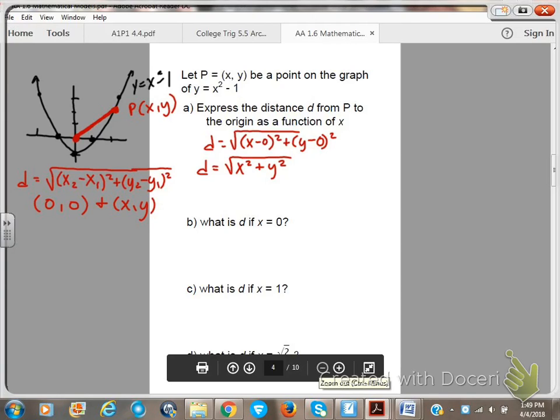Now up here it says as a function of x. So what's the only variable that we want to have in our equation? X. That means we need to get rid of something. What do we need to get rid of? The y. Can we replace y with anything that we know about? Very good. We know that y is x squared minus 1. So we'll come down here and we'll write d equals the square root of x squared, that one's fine because it's already an x. But then we are going to replace y with x squared minus 1 squared.